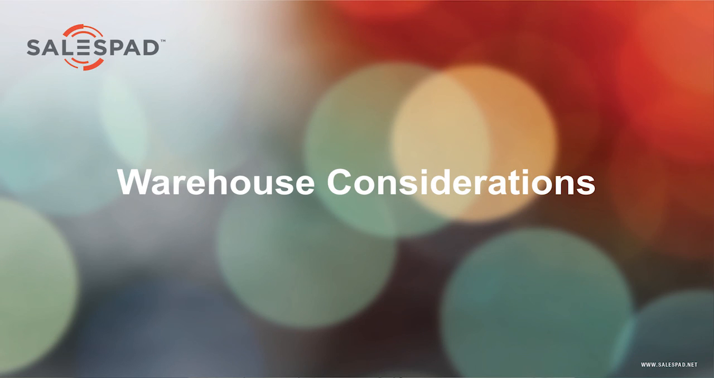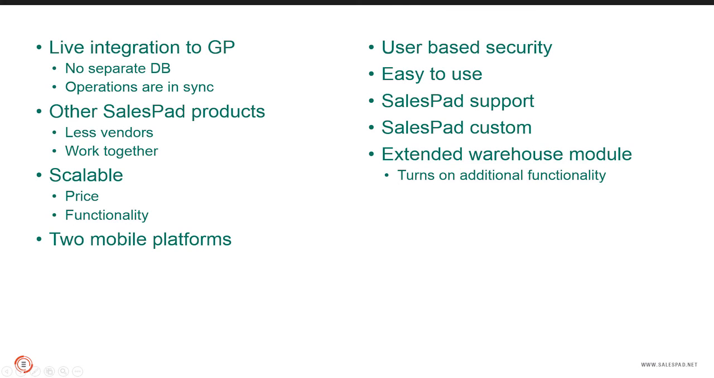So, some of the key benefits. I want to go into those to talk about why you would go with something like data collection versus another product. The big thing is the live integration to GP. That's a huge thing. There are other products out there that maintain a separate database and they sync. The problem with that is you don't always have accurate inventory in that sense. If it's syncing every 10 minutes, a lot of transactions can occur in those 10 minutes.